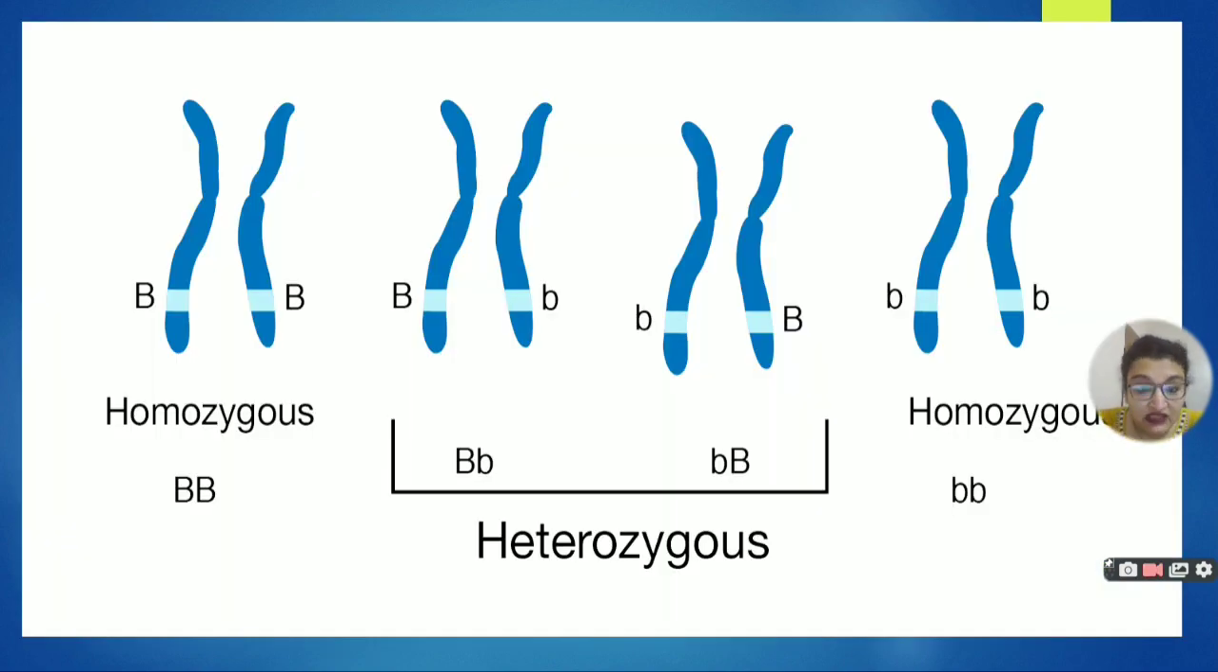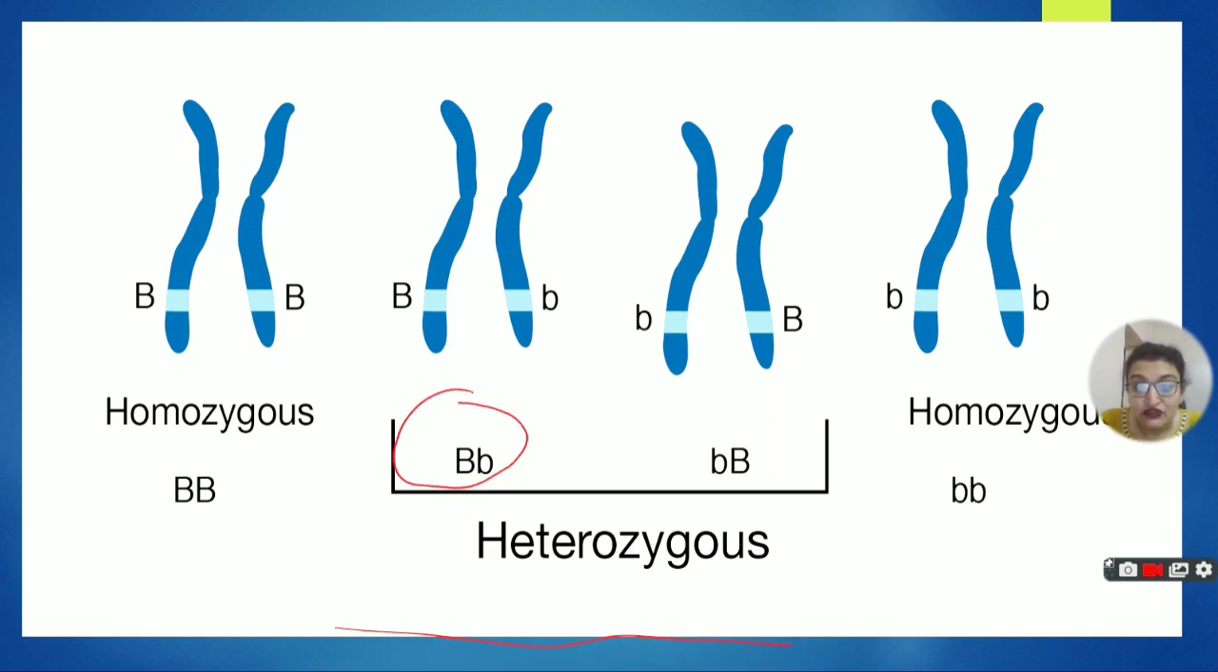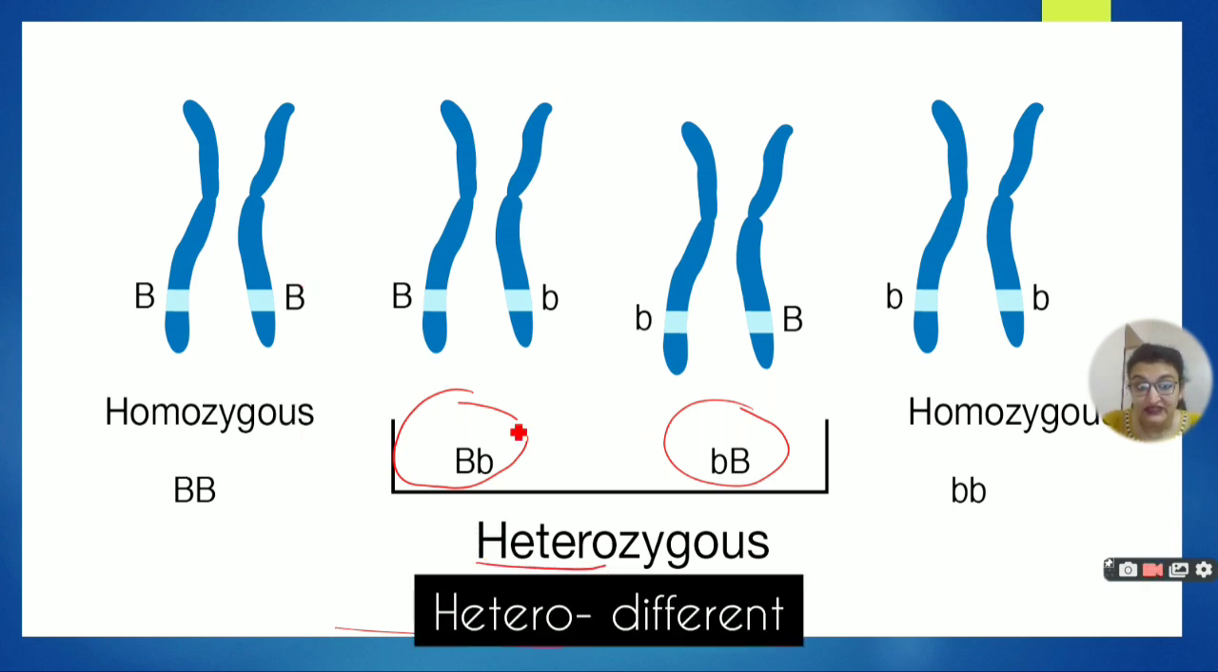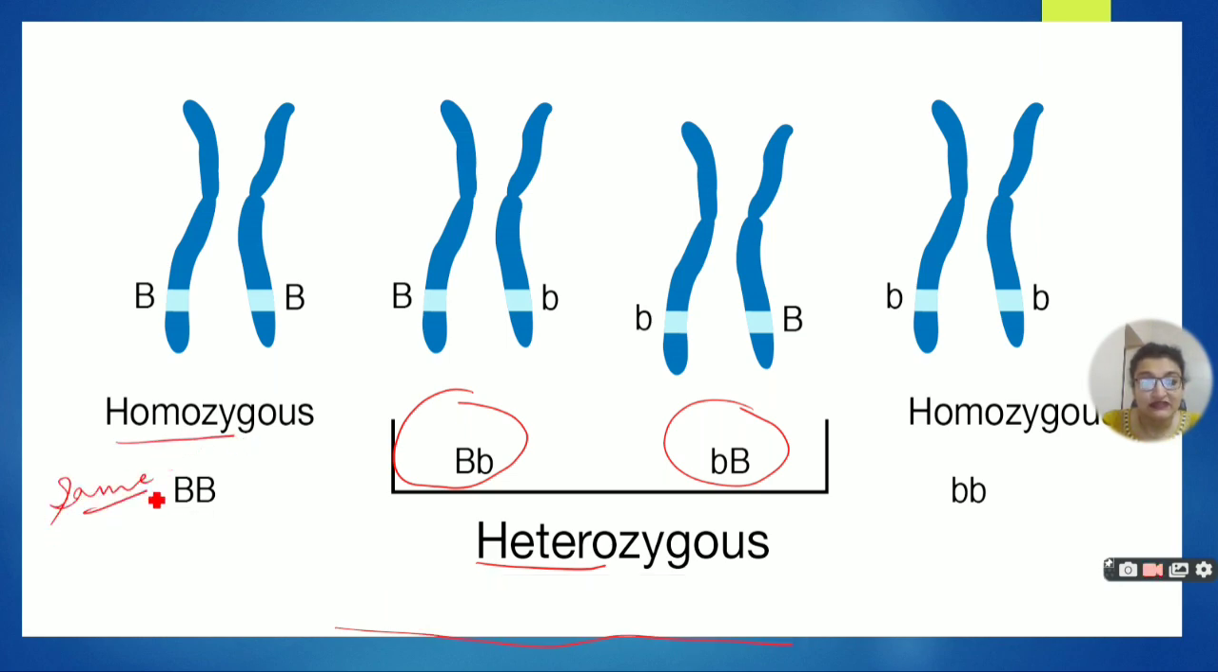So let's begin. First we are going to do the term heterozygous. The term heterozygous means that the alleles are present differently. As you can see on the diagram as well, there are two different kinds of alleles. These are the chromosomes that are present on the screen. When you see the term heterozygous, the term hetero means different, and the term homo means the same.